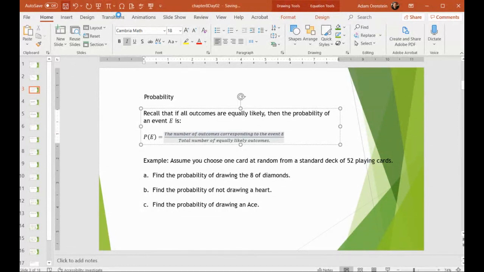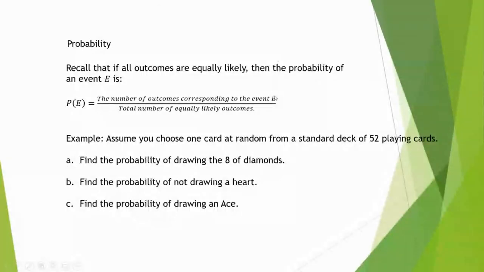It's the total number of outcomes corresponding to event E, and then you're dividing by the total number of equally likely outcomes. So that's what this is equal to. It's the total number of outcomes that correspond to event E, and then we divide by the total number of equally likely outcomes. And that's what the probability of E is.